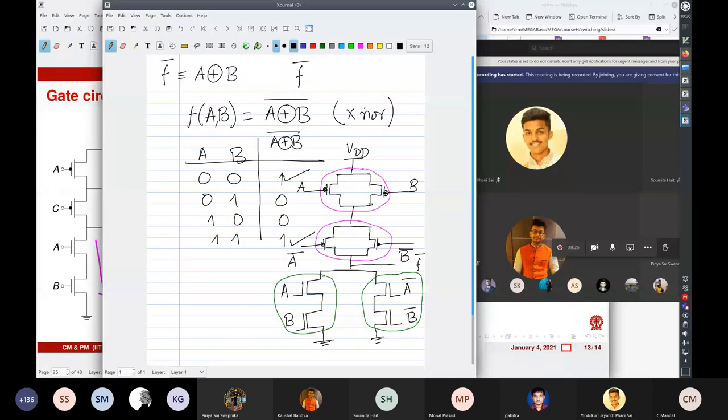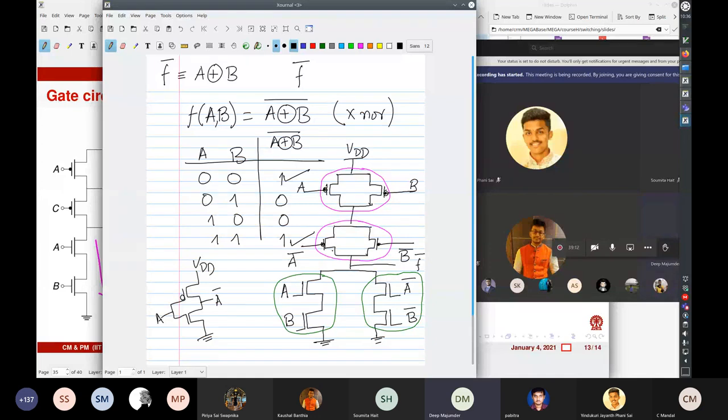So I have a question. For drawing this circuit, we needed A bar and B bar. But A bar and B bar are not really present. I mean, it's not so difficult. If A bar and B bar are not present, then you can always use an inverter to get A bar and B bar, can't you? Yes, sir. That's what we did last time. So you can draw it this way, for example. So you have A and you have A bar. It's not so difficult.